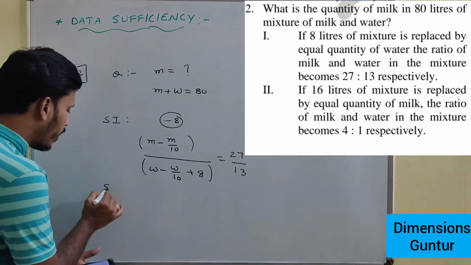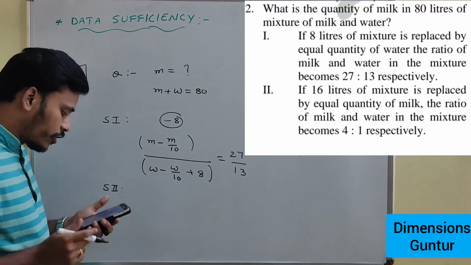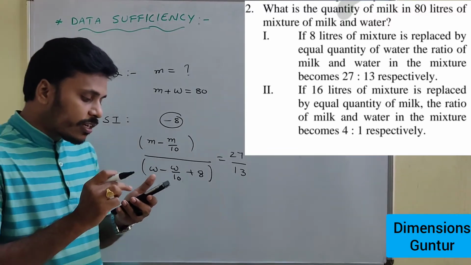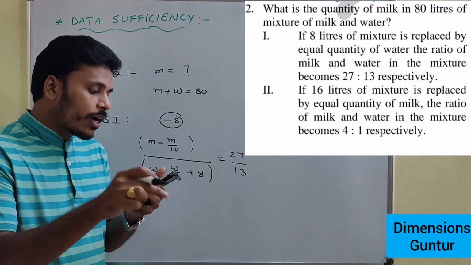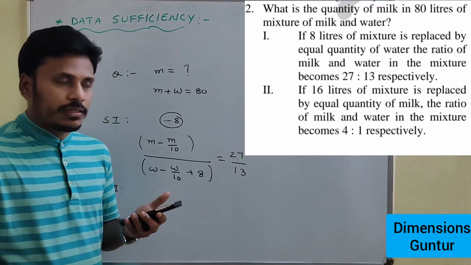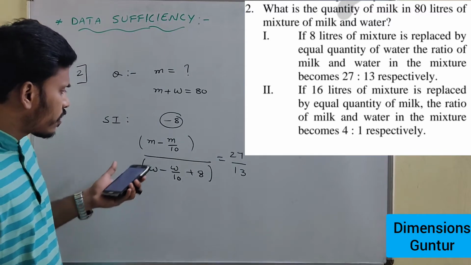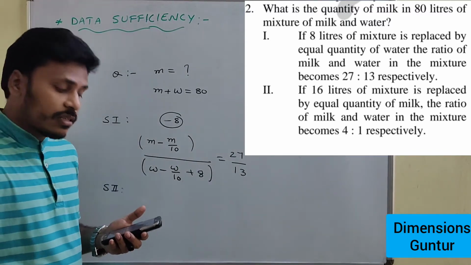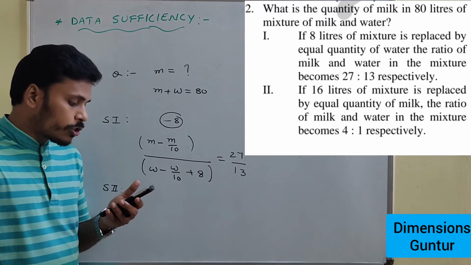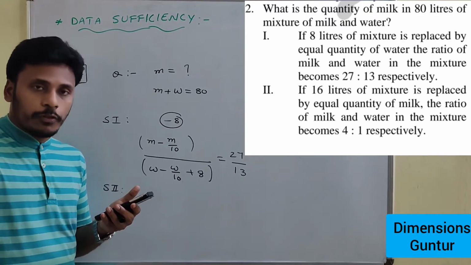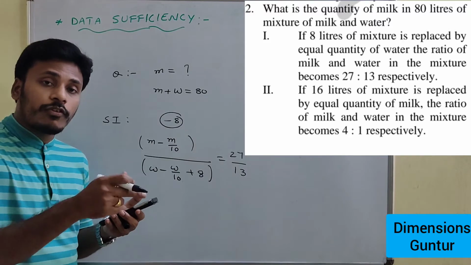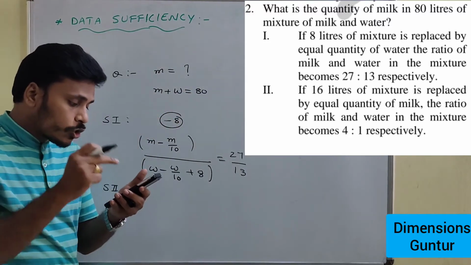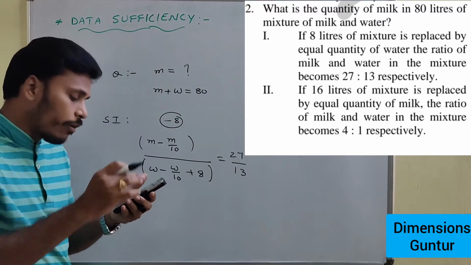Now coming to statement 2, pay your attention. If 16 liters of mixture is replaced by an equal quantity of milk, okay, 16 liters. 8 liters is the 1 by 10th part. 16 liters is how much part? Most probably the 1 by 5th part. 16 liters is 1 by 5th part of these 80 liters. So now in this case we are removing 1 by 5th part.